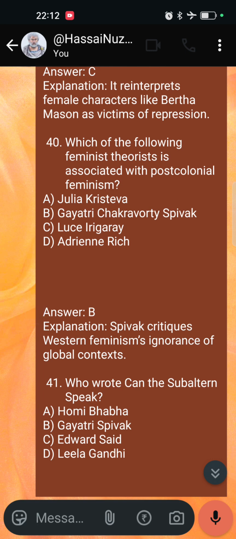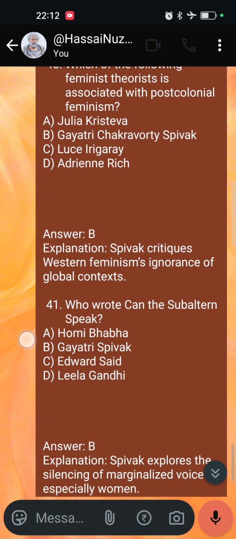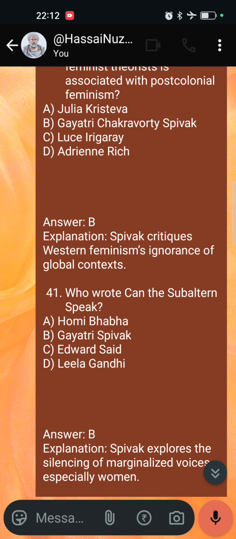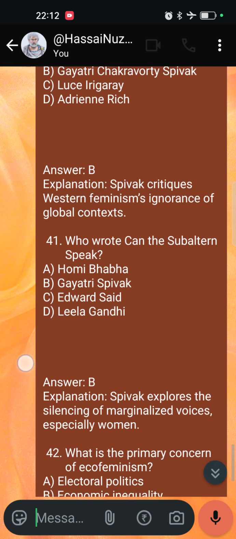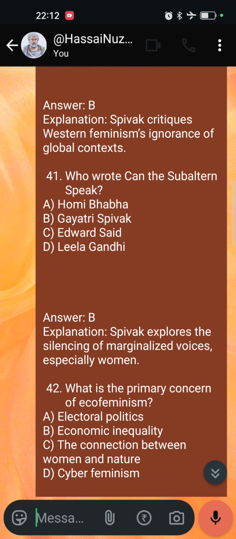41st question. Who wrote Can the Subaltern Speak? Answer is B. Gayatri Spivak. Spivak explores the silencing of marginalized voices, especially women.